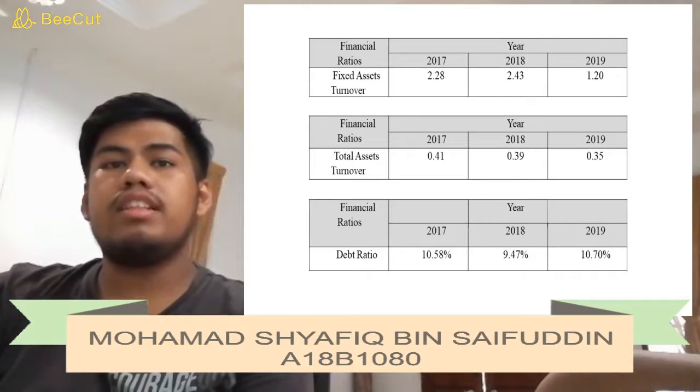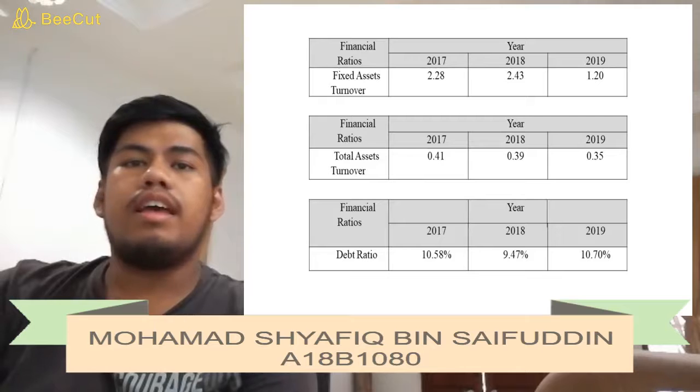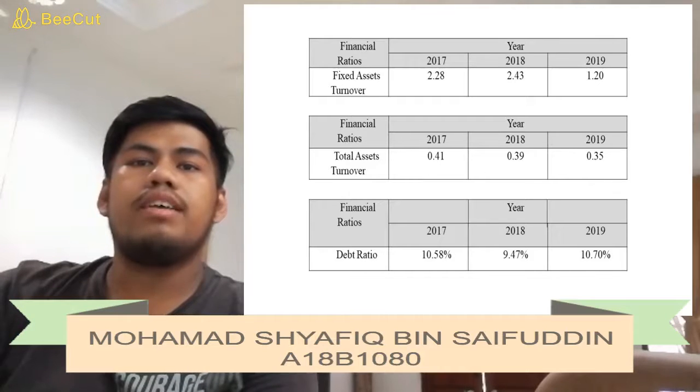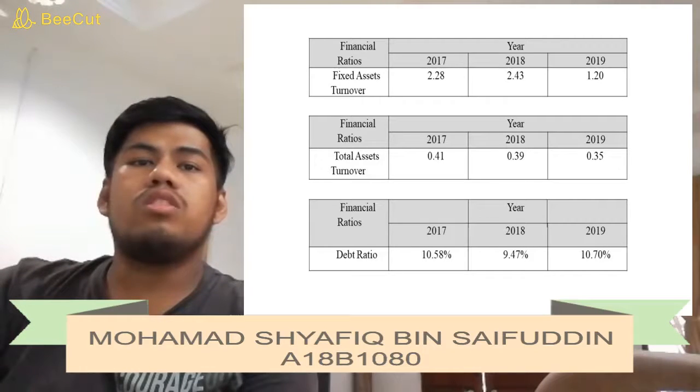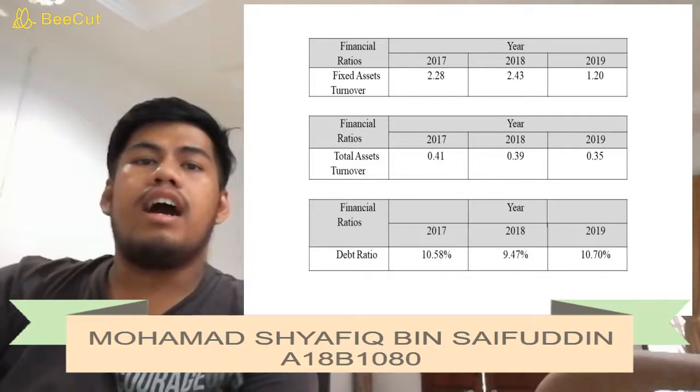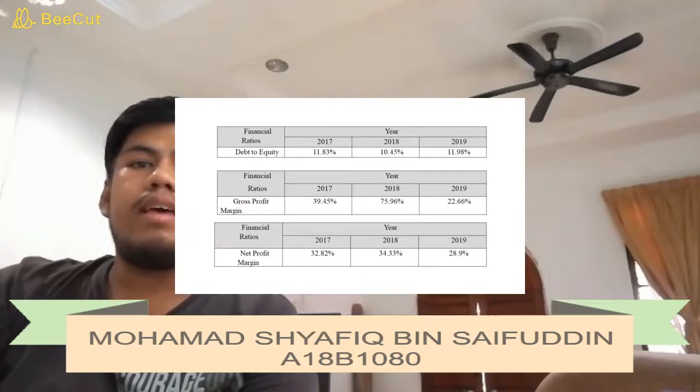The debt ratio in year 2017 is 10.58% and decreased to 9.47% in year 2018. But the debt ratio bounced back from 9.47% in year 2018 to 10.70% in year 2019. The debt to equity in year 2017 is 11.83% and had a major decline to 10.45% in year 2018. However, it increased from 10.45% in year 2018 to 11.98% in year 2019.